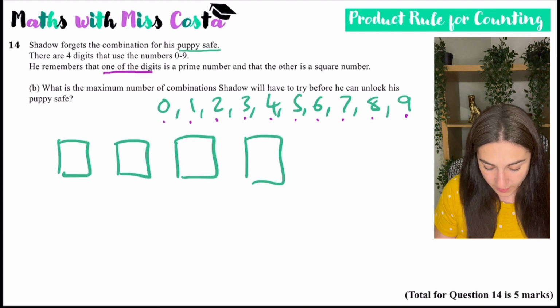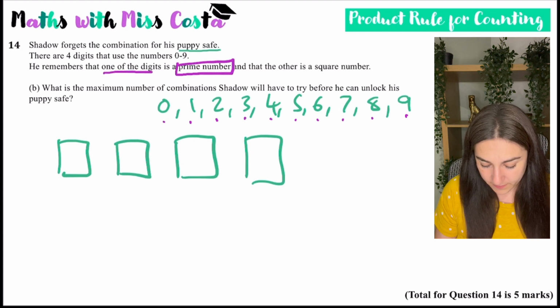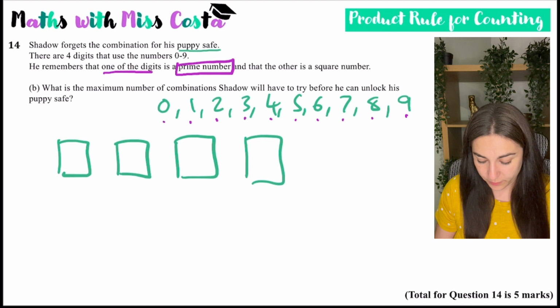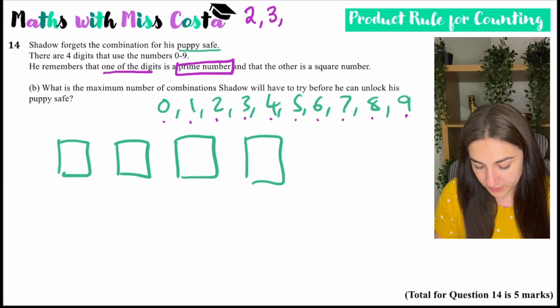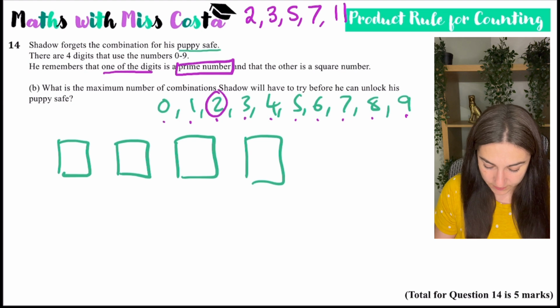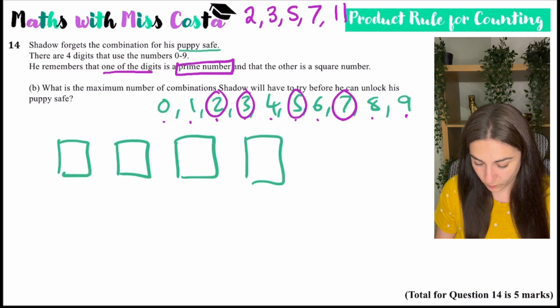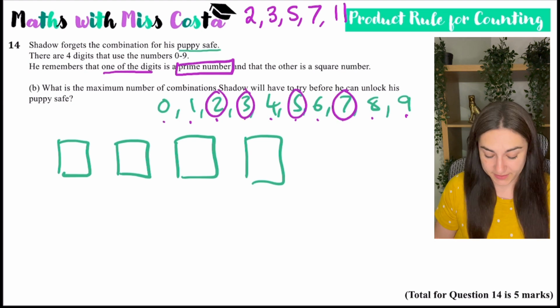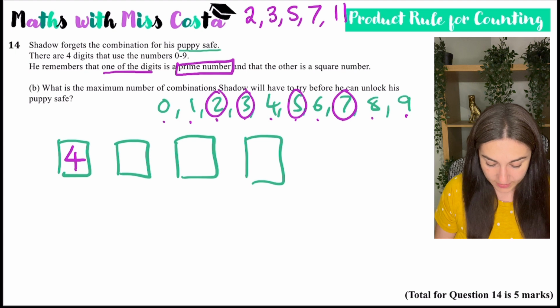He remembers that one of the digits is a prime number. Okay, so what are the prime numbers? Remember, prime numbers are 2, 3, 5, 7, 11. So 2, 3, 5, or 7. So that's 4 options that one of the digits could have.